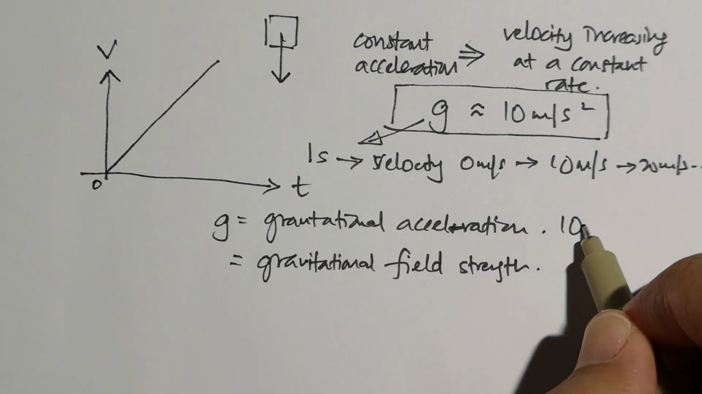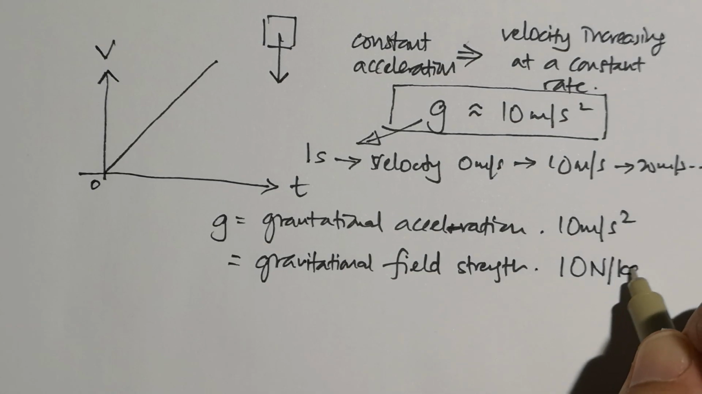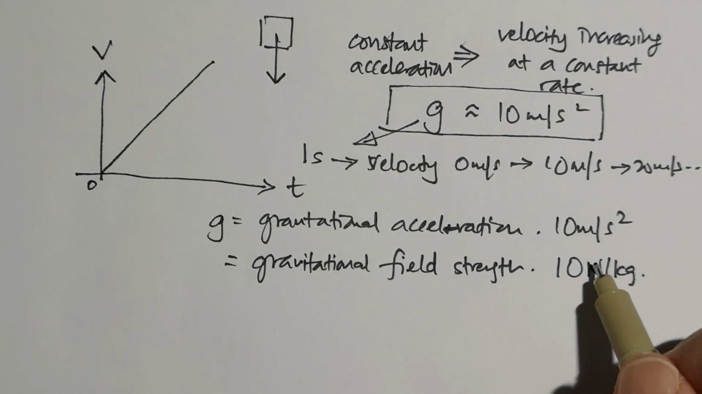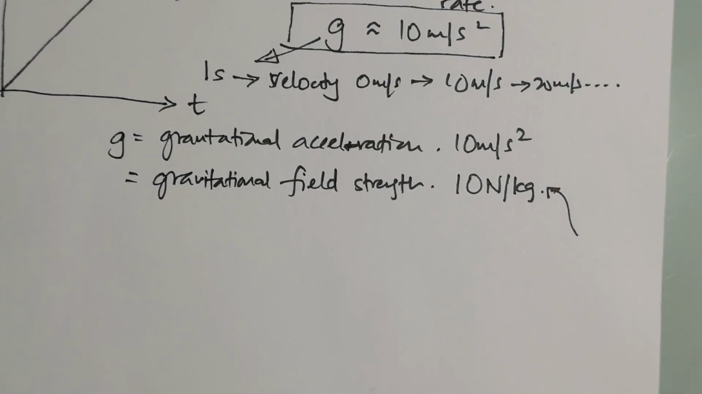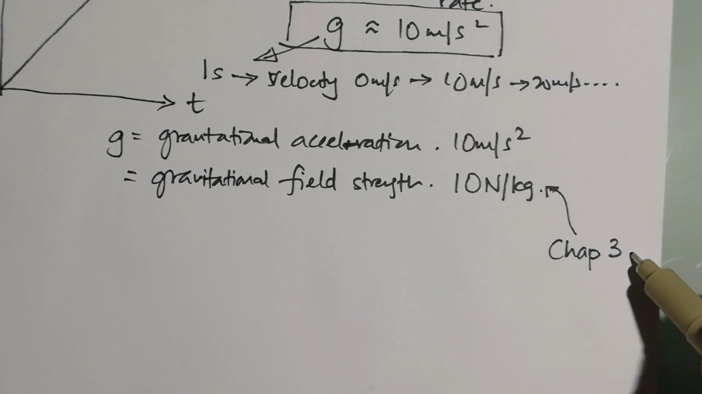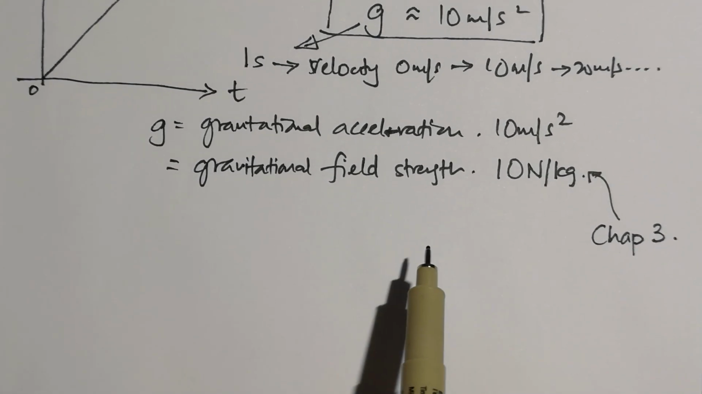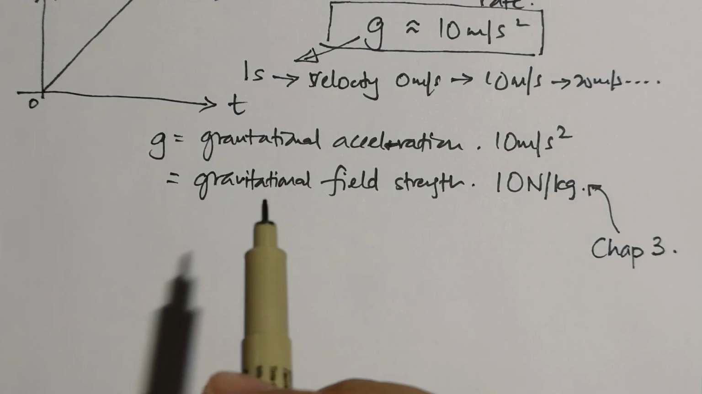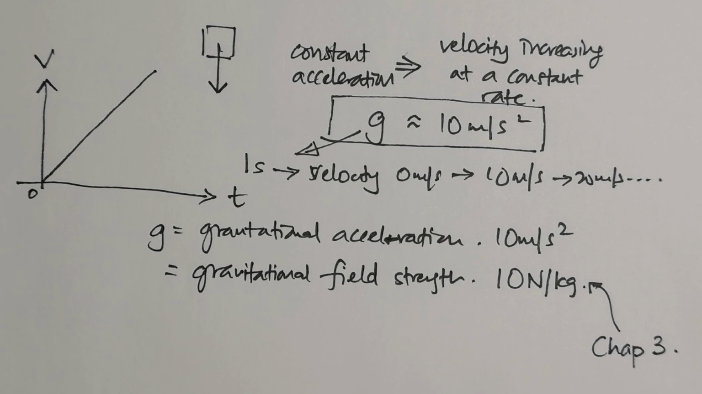So it's 10 meters per second square, or you can have it as 10 Newton per kg. Now you may not be very familiar with this. This will be covered in chapter 3, okay? All right, chapter 3. Okay, so yep, that's it. This is your gravitational acceleration due to free fall.